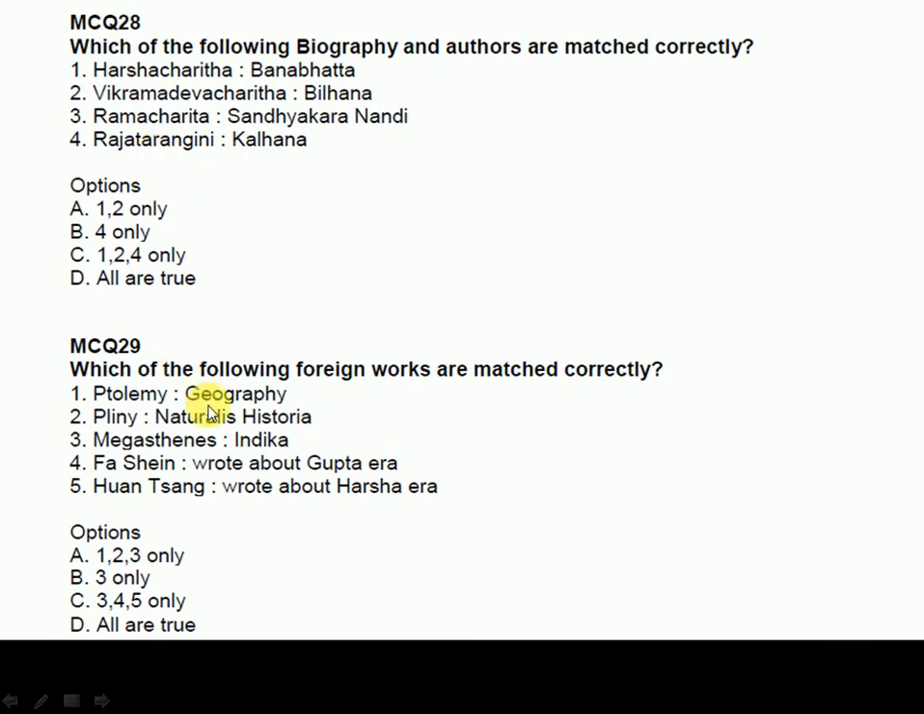Next one: Ptolemy, Geography. Pliny, Natural History. Megasthenes, Indica. Fa-Hien wrote about the Guptas. Hiuen Tsang wrote about Harsha. So whether all are true or whether I purposely made something reversed, try to find out. These are 2 questions. I'll show one more question.